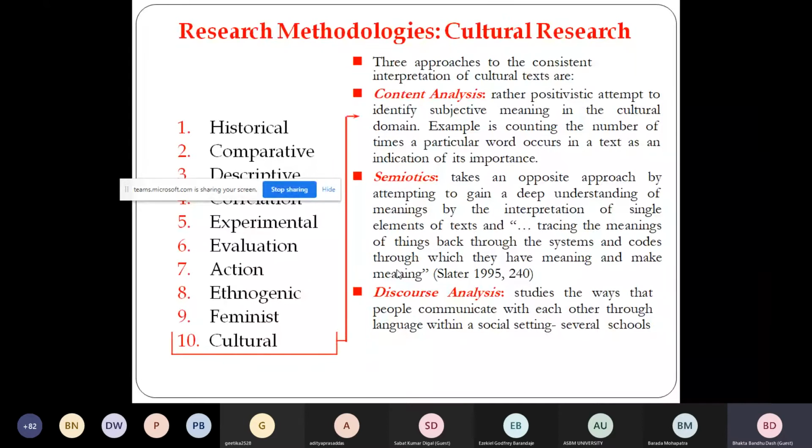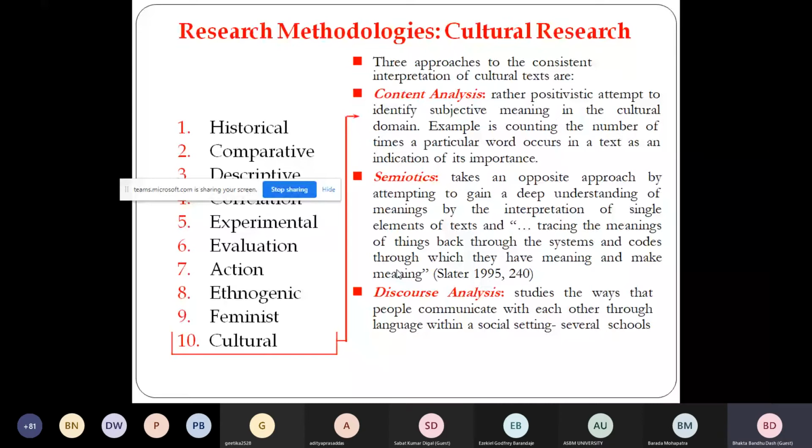Your other teachers will talk about this content analysis. So ultimately, it is a kind of positivist approach. Then the other one talks about semiotics, where you talk about, as I told you, a type of sign language analysis, and whatever we analyze from these sign languages, we usually report it.